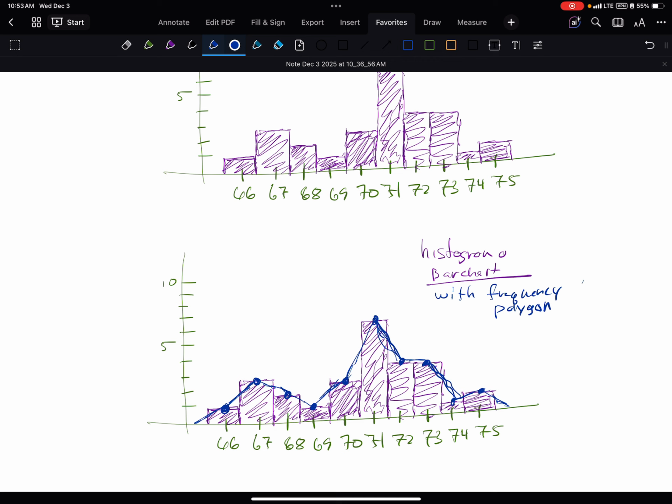And so what I just did in blue is the frequency polygon. And it can exist independent of the histogram. It's just easier to draw after you already have a histogram. All right, I hope that helps.